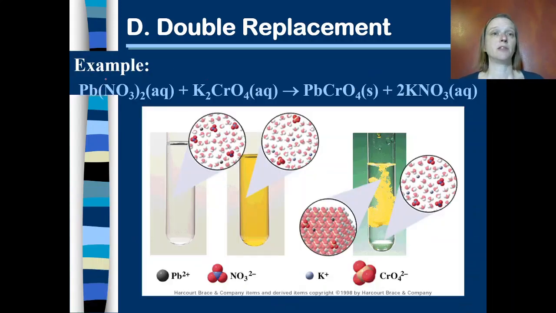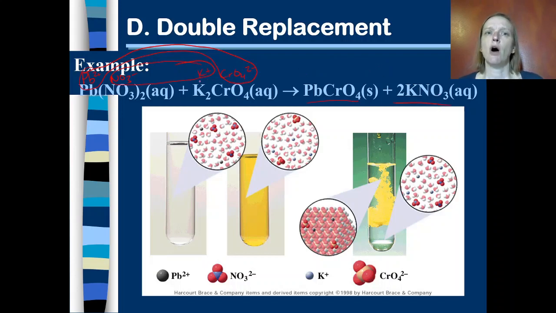One real-world example of a double replacement reaction is this one here. Lead 2 with nitrate ions and potassium with chromate ions. In this example, you can see that the positive ion is attracted to the negative ion, and that's why we have lead 2 chromate as one product. And the positive ion is attracted to the other negative ion that it wasn't attracted to before. And therefore we get potassium nitrate as the other product.